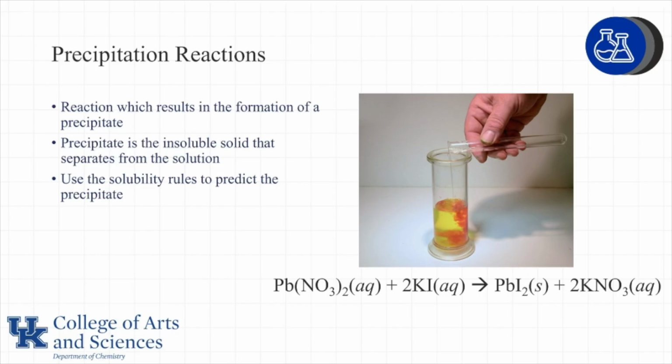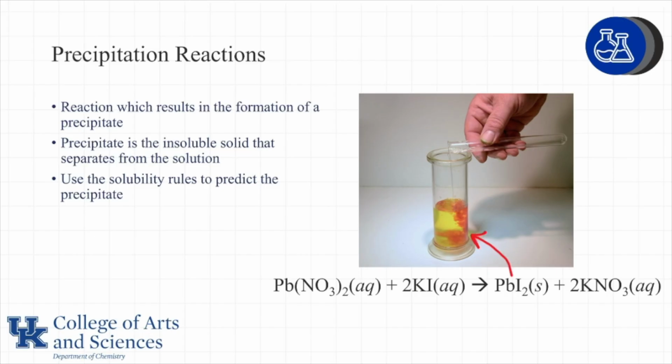A precipitation reaction is one that results in the formation of a precipitate, and a precipitate is just the insoluble solid that separates from the solution. In the same way that rain or snow is called precipitation, you can think about them forming and coming out of the gas phase, that is the air. We see the same thing with these solids forming from the aqueous solution and coming out of solution. And we use our solubility rules to predict the precipitate that will form.